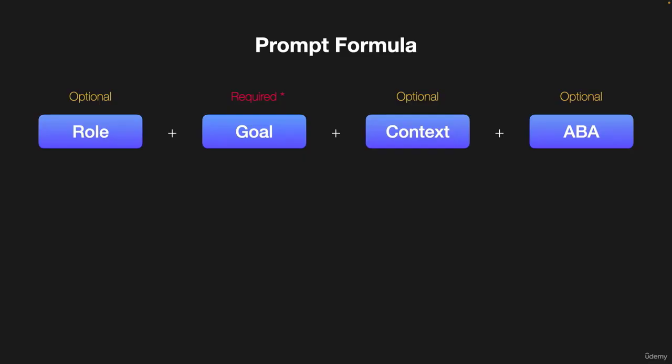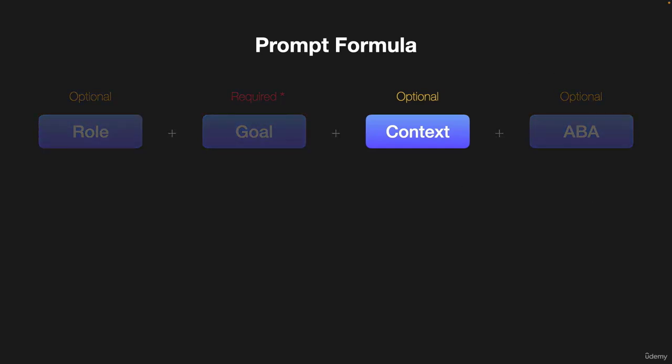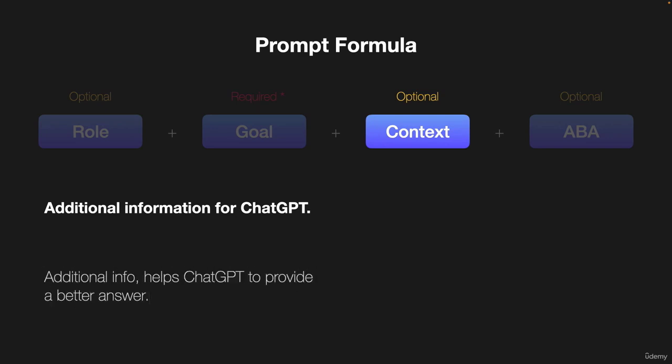All right, so let's talk about the next element of our prompt formula, which is context. In general, context is about adding information for ChatGPT, and additional information helps ChatGPT provide a better answer. Earlier, we made an example where we talked about our product, which was a polo shirt, and we were selling those polo shirts on our online shop. That was additional information, or in our formula, we call it context.